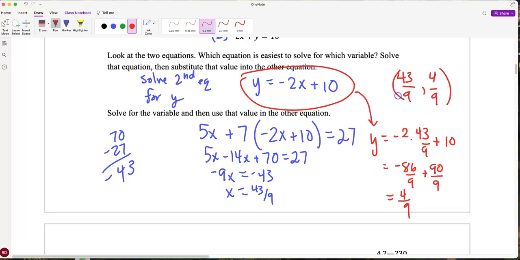So my solution is 43/9, 4/9. Now definitely that's not one that I want to solve by graphing. So this is where substitution as an algebraic method is superior.